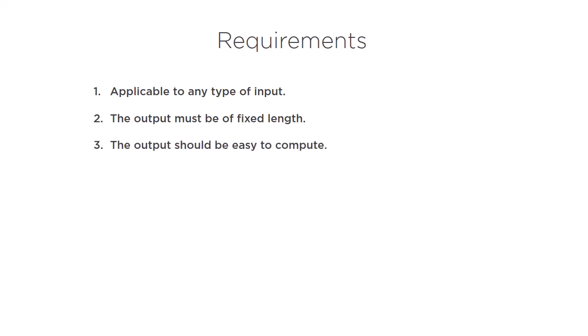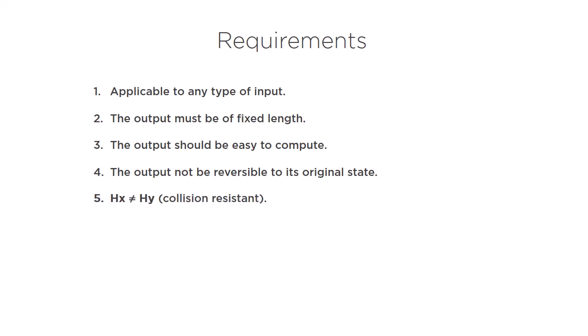Now, for practical purposes, the output should be easy to compute. Also, the output results should not be reversible to its original state. That means if you have the small h, which is the output, then you should not be able to calculate the small x, which is the input. Finally, two different input values should not have the same output. And this is called collision resistant.